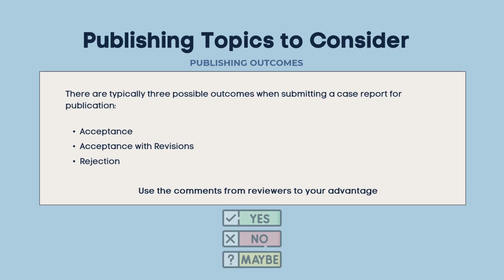Publishing topics to consider: publishing outcomes. There are typically 3 outcomes when submitting to a journal: acceptance, acceptance with revisions, and rejection. Do not be discouraged if your submission is not accepted. There will likely be comments about your case report regardless of what outcome. If you can make changes to the elements in your case report that cause rejection, you might try to resubmit or try submitting to your backup journal.